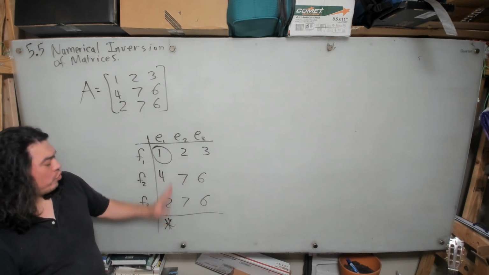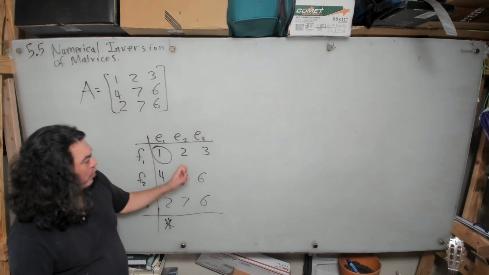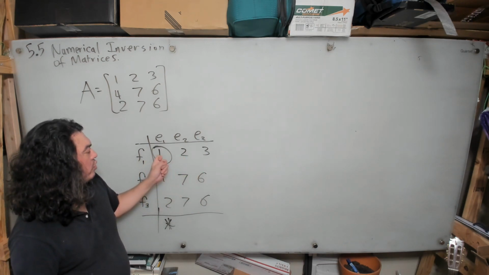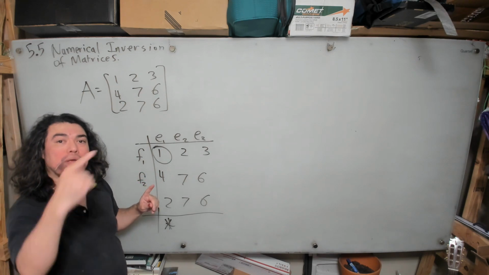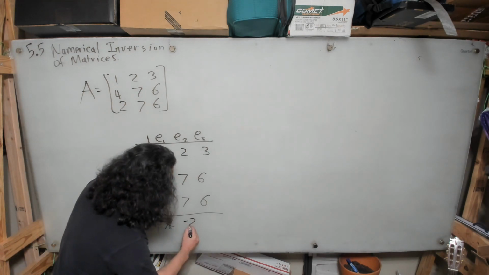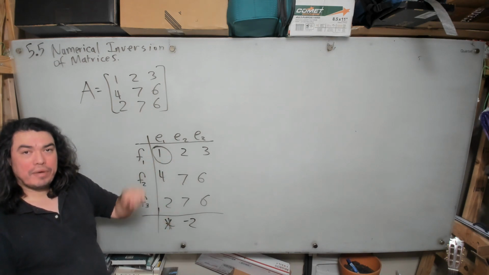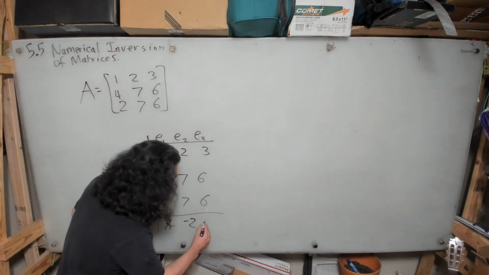Then, for the rest of the cellar row, we take the rest of the pivotal row and divide it by the pivot. So what's 2 divided by 1? That's 2. Then we multiply by negative 1, so it'll be negative 2. What's 3 divided by 1? 3. Then we multiply by negative 1, which gives us negative 3.